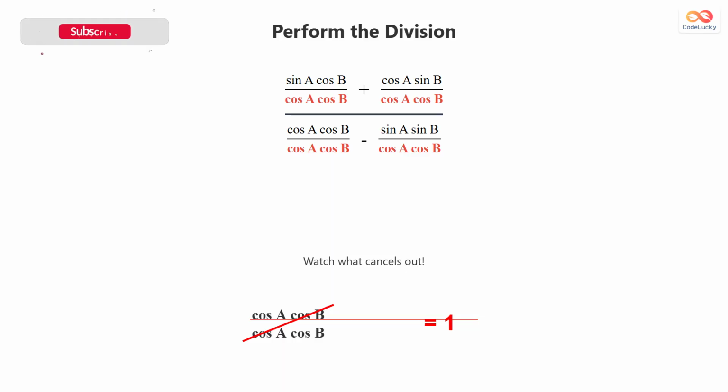Let's see what happens when we do this division term by term. In the numerator, the first term has cosine B cancel out, leaving sine A over cosine A. The second term has cosine A cancel out, leaving sine B over cosine B. In the denominator, the first term cancels completely to equal 1. The second term becomes sine A over cosine A multiplied by sine B over cosine B.